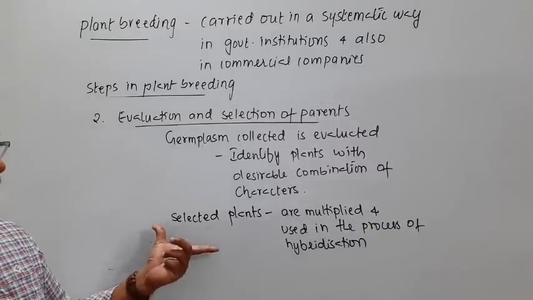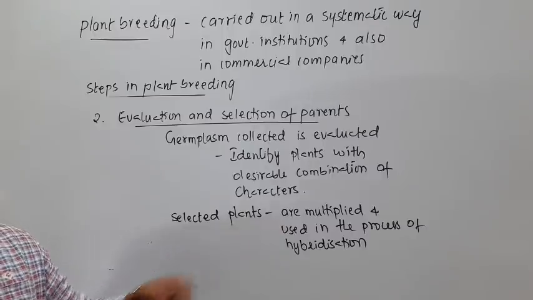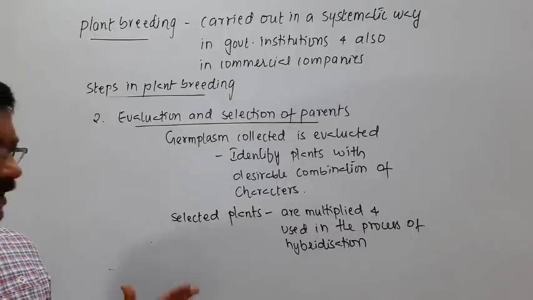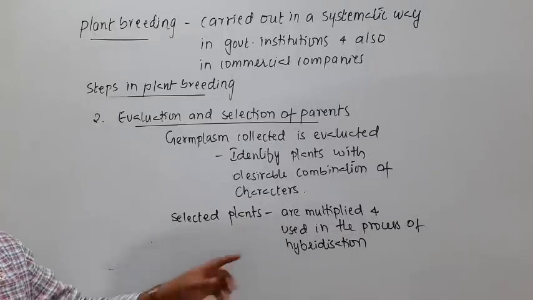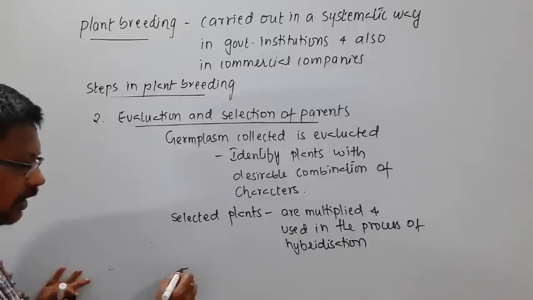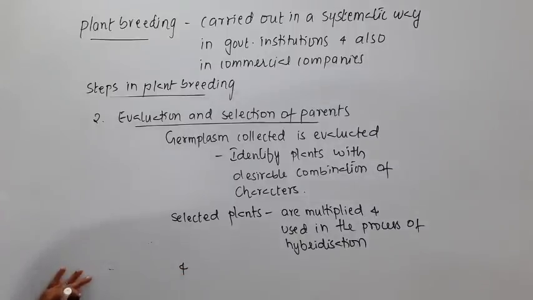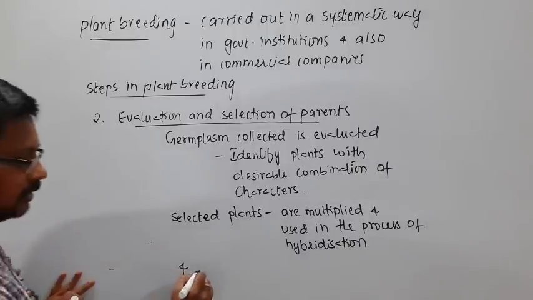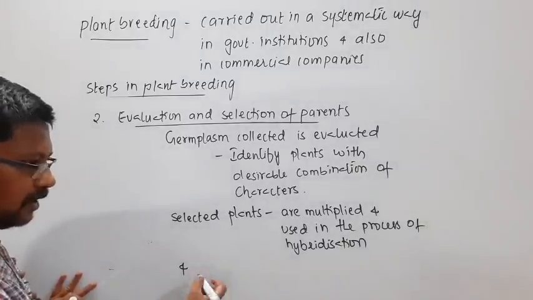So the selected plants are multiplied, which means increased in number, and they are used in the process of hybridization. This helps, if possible, in the development of pure lines.